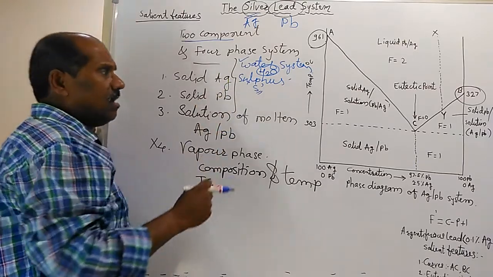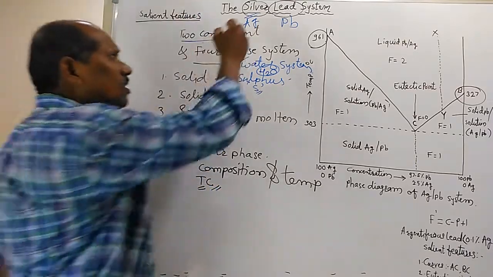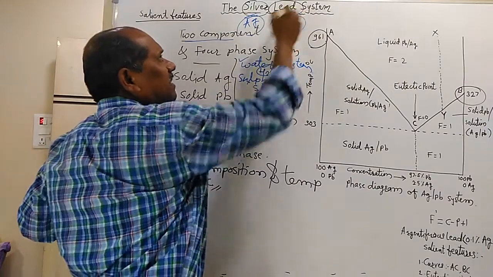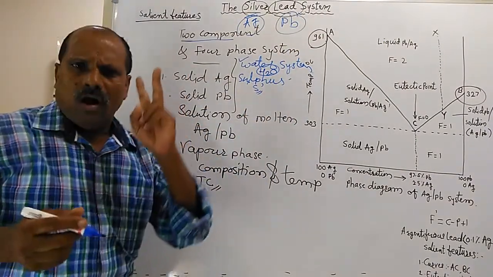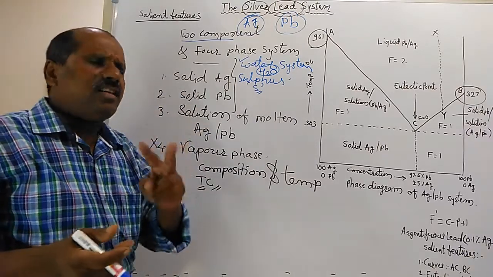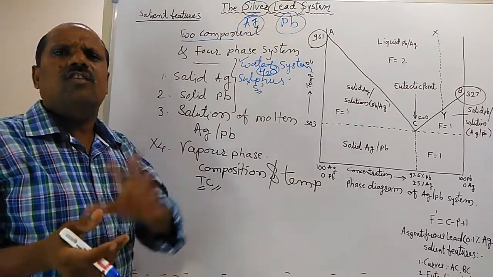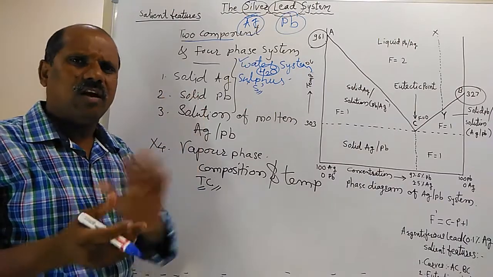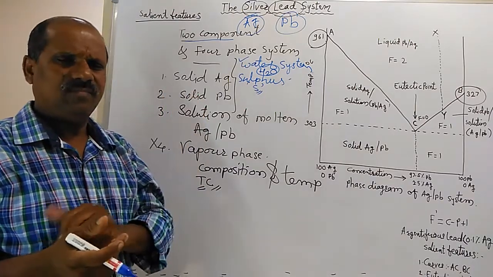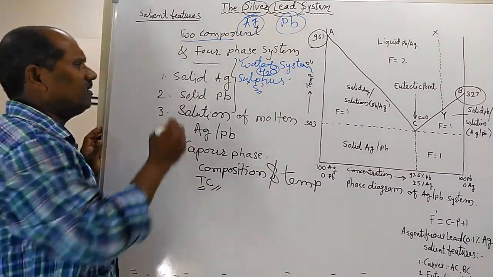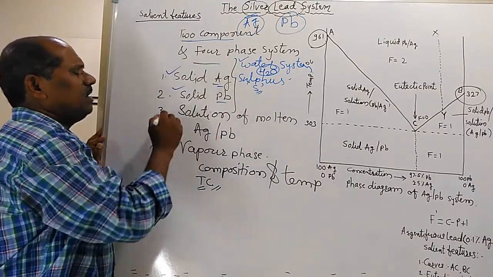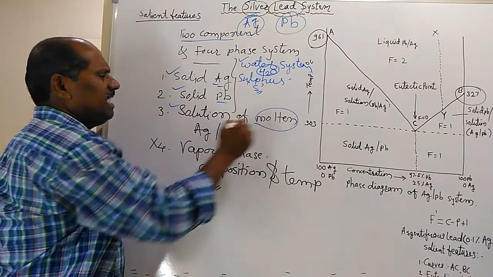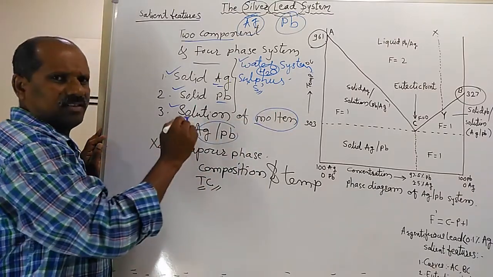and hence it is also called a one component system. But in this system there are two chemical constituents, silver and lead. It means there are two components or chemical species which are necessary to explain the composition of the given system, and hence it is called the two component system. The four phases are the solid Ag, solid Pb, solution of AgPb and vapor phase.